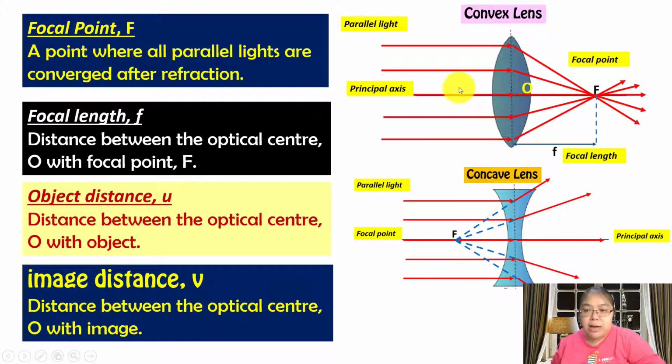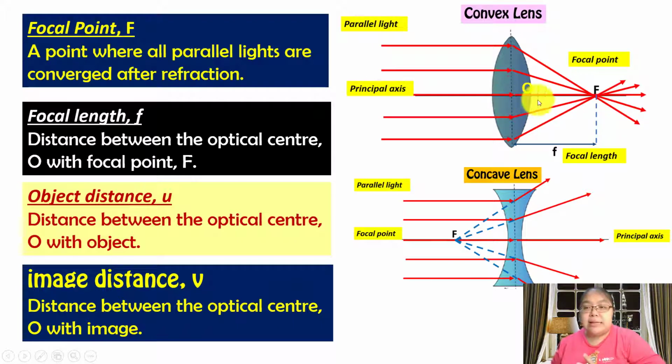Later, you've got the object. After the light passes through, it will produce the image. So for this image, we also need to count the distance. For example, now your object is focused at the F, so that means your image is here. How to count the image distance? We also need to count starting from the O, from the O until the image.